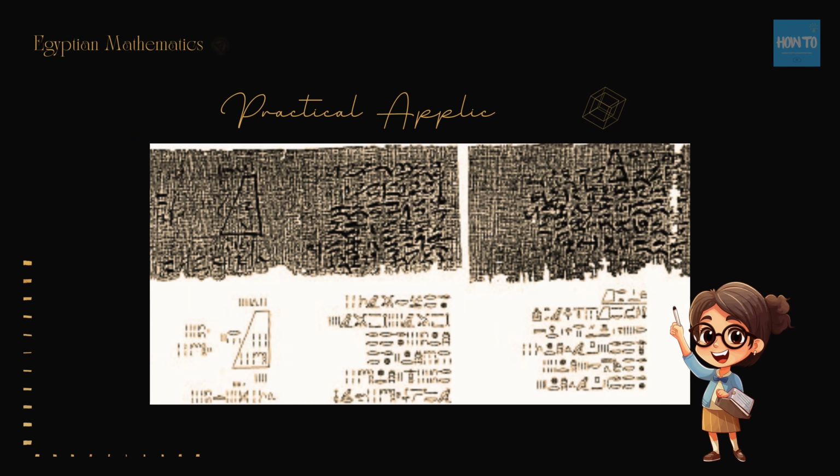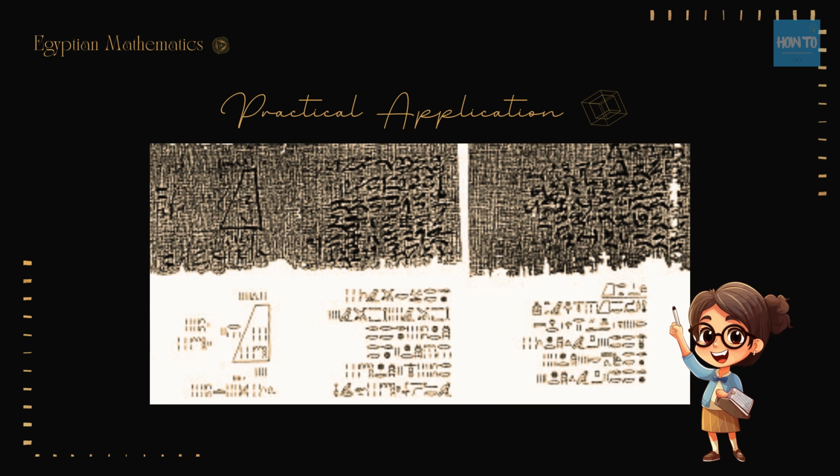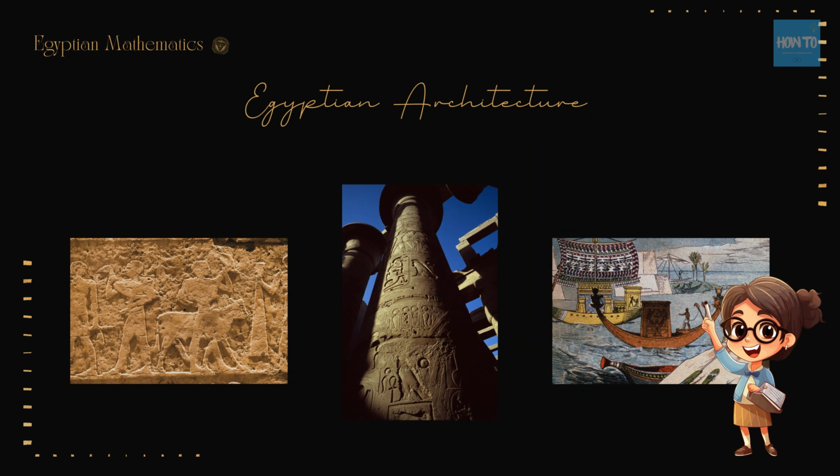Ancient Egyptian mathematics is an intriguing aspect of the civilization's intellectual achievements. The Egyptians developed a sophisticated system of mathematics that was primarily practical and applied to various aspects of their daily lives, such as agriculture, construction, and trade. Here are several examples of how the ancient Egyptians applied their mathematical knowledge in practical contexts.